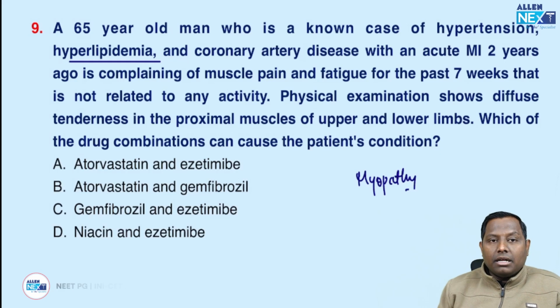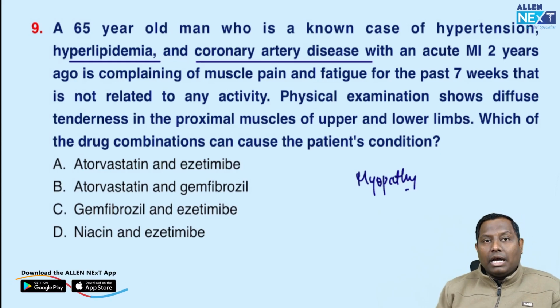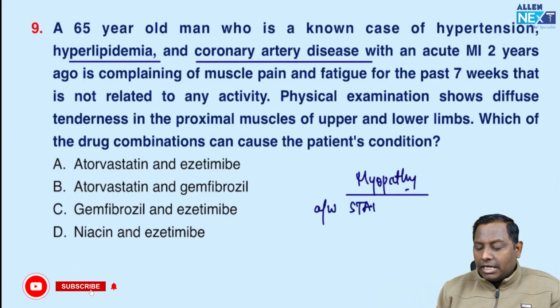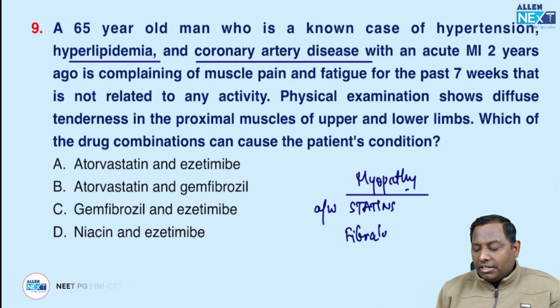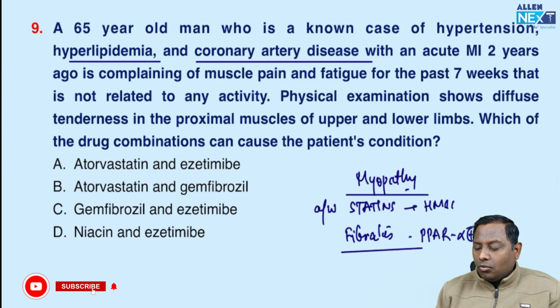He is taking drugs for dyslipidemia, for coronary artery disease, he has had acute MI, and he is taking drugs for hypertension. Now myopathy in anti-dyslipidemic drugs is going to be associated with statins. And there is one more drug class, fibrates: fenofibrate, bezafibrate. These are the fibrates that we know. They are the PPAR alpha agonists, and statins are the HMG CoA reductase inhibitors.